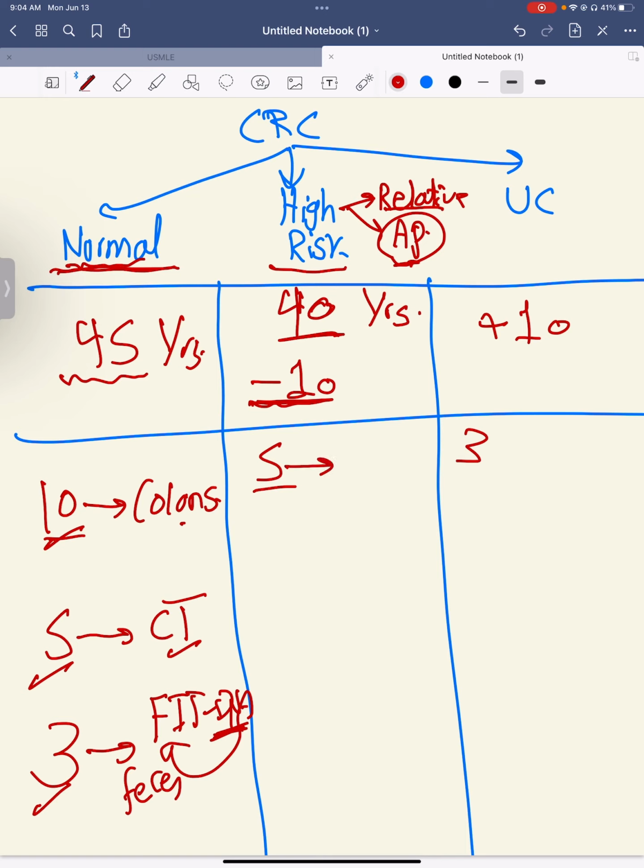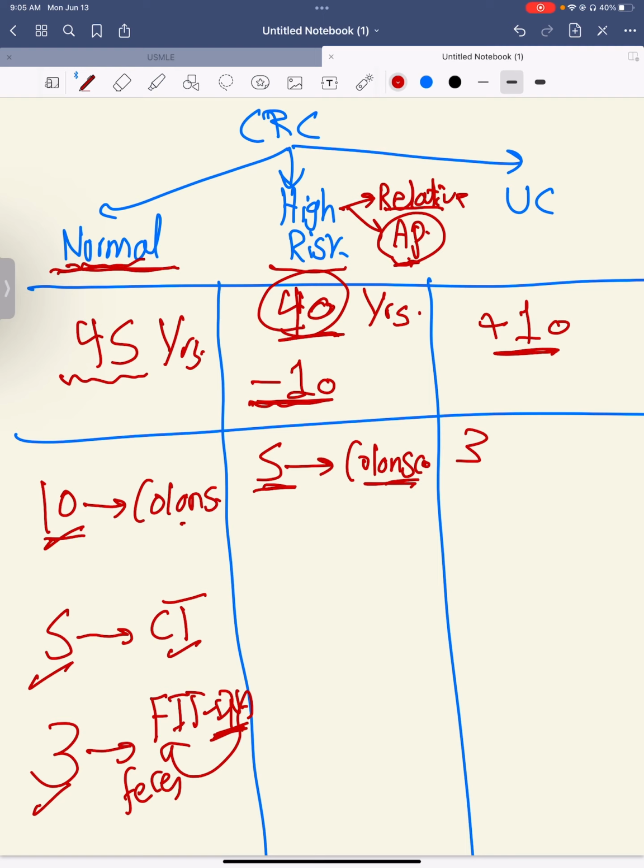So the 5 means colonoscopy. Again, for high-risk people, those with a first-degree relative or who themselves have an adenomatous polyp, we do the screening at age 40 or 10 years before the diagnosis of the first relative, whichever comes first. And how do we do it? We do colonoscopy every 5 years. Now, ulcerative colitis: plus 10, which means 10 years after the diagnosis of ulcerative colitis of the same patient. It's not family history here, it's the patient himself.